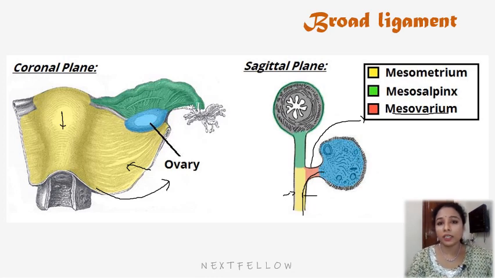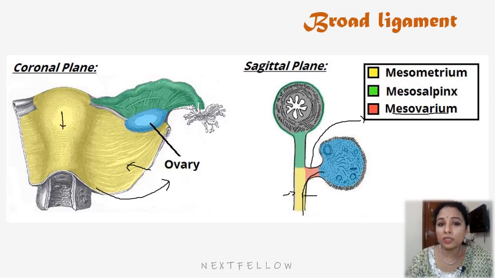The posterior layer curves from the isthmus. If you see this broad ligament, posteriorly after covering the body of the uterus, at the isthmus it curves and reflects over the rectum to form the rectouterine fold or rectouterine pouch. The meso-ovarium connects to the posterior layer of the broad ligament. You can see the meso-ovarium. As I said earlier, the posterior layer of the broad ligament continues to form the meso-ovarium.